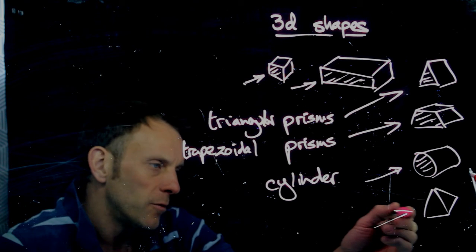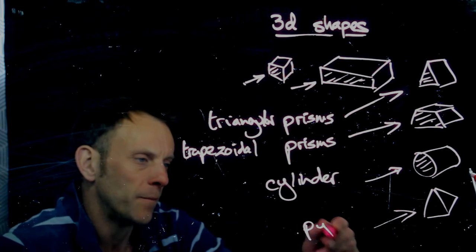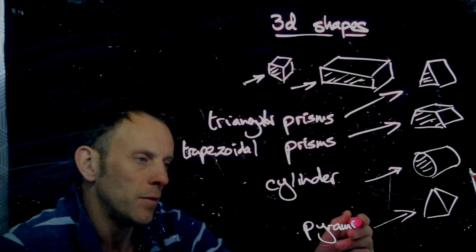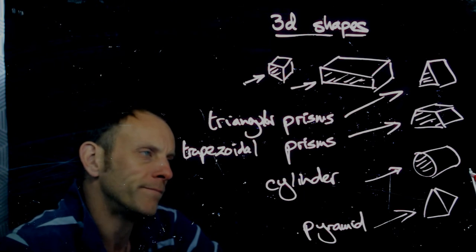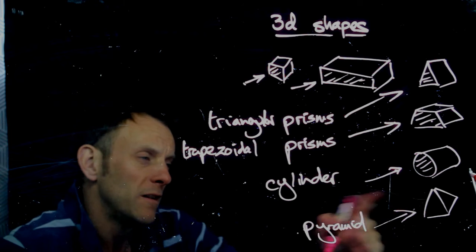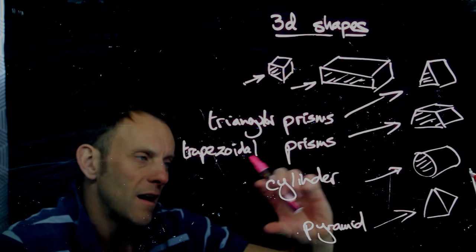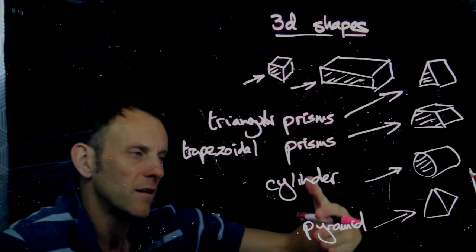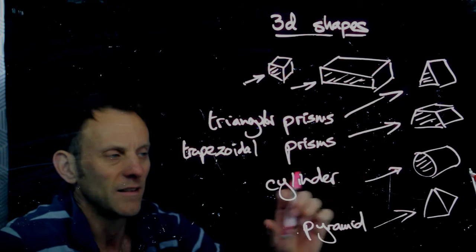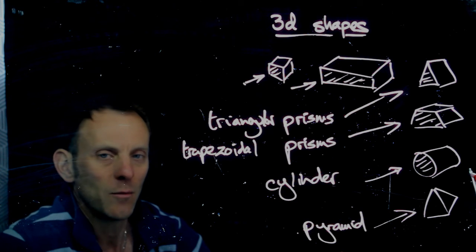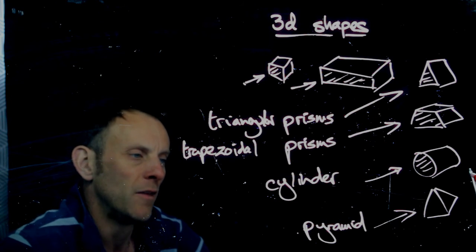The final shape I've put on the board is a pyramid. What do we think? Is a pyramid a type of prism? No, pyramids are not prisms. Pyramids do not have a cross section that's the same. If you were to cut it at any point, it wouldn't give the same cross section.